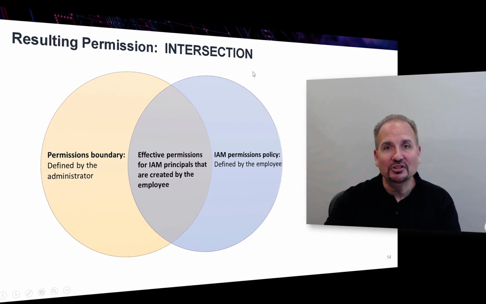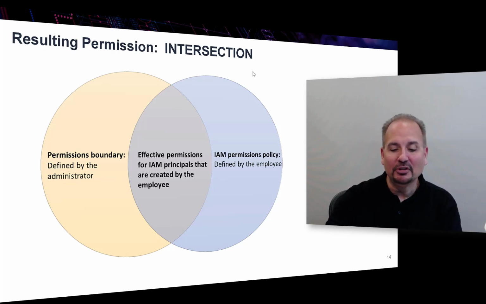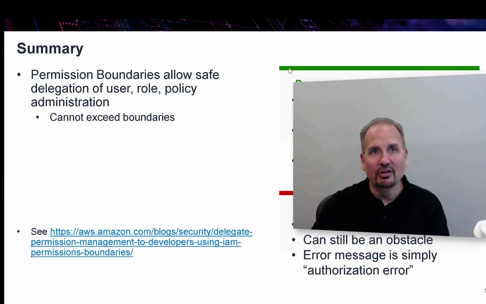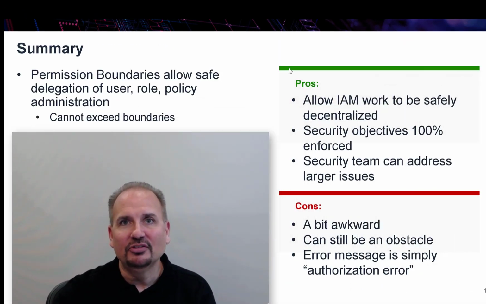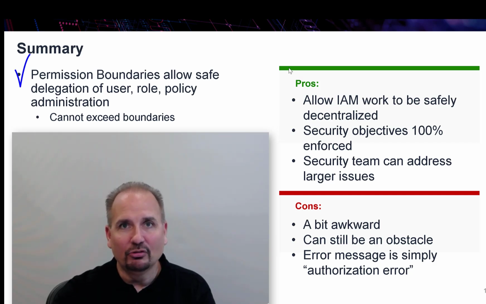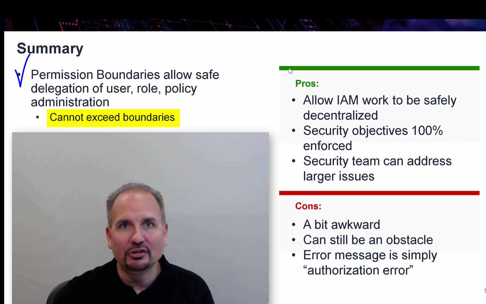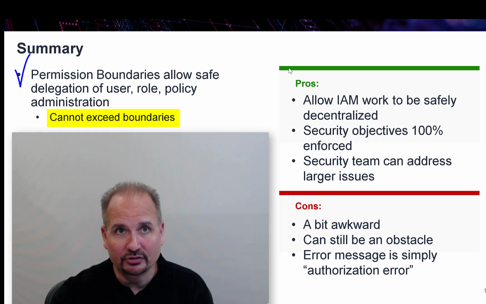So the resulting permission that we see here is actually an intersection. The permission boundary defined by the administrator is limiting what the IAM permissions are defined by the folks on the developer team or the network team. And this allows us to have the safety that we're seeking. So to summarize this, the security team is now able to safely delegate the day-to-day management of activities on roles and policies without worrying that the privilege will be abused to create principals more powerful than we wish.